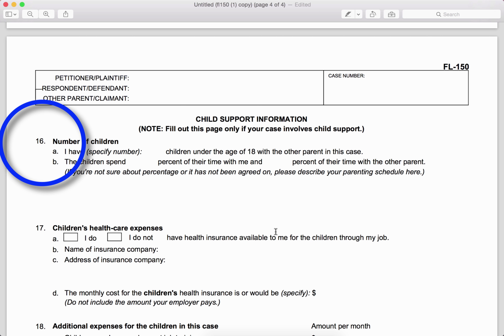In item 16, fill in how many children under age 18 you have from this relationship and about what percentage of the time they spend with you and the other parent. If you aren't sure what the percentages are or there is no agreement yet, describe what the visitation has been like in the box provided.